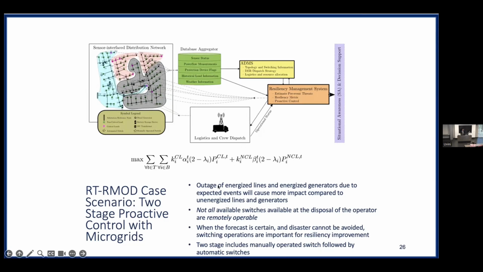We do need some data. So we need to know that if the event is going to come, then what kind of lines and generators it is going to impact, and get those out of the system. So that prediction needs to be right. And then also, the switches which are available: some are manual and some are remotely operated. And that's why we need to do it in 2 steps.